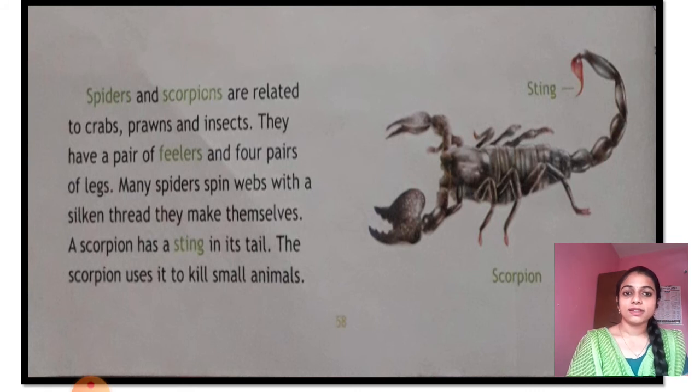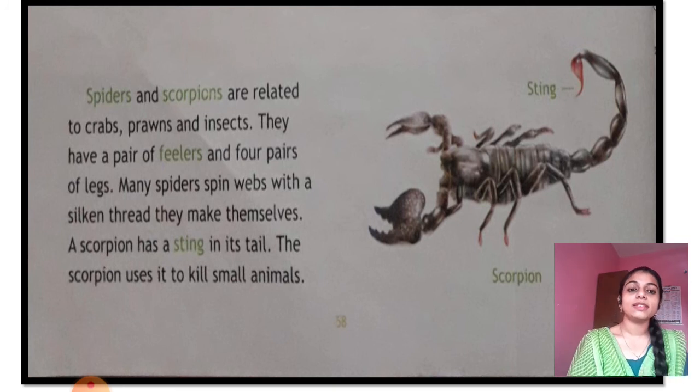Scorpions and spiders are related to crabs, prawns and insects. They have a pair of feelers and 4 pairs of legs. Many spiders spin webs with a silken thread they make themselves. A scorpion has a sting in its tail. The scorpion uses it to kill small animals. You can see in the picture the scorpion and its sting. The sting is used to kill other small animals.